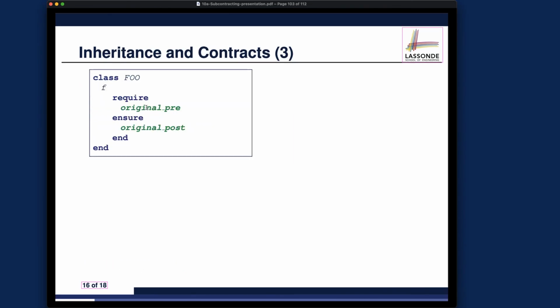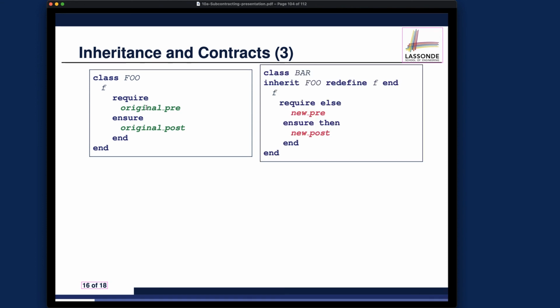Let me now make a conclusion about what we have covered in this lecture. In general, given any two classes connected by inheritance, in the parent class we have the original precondition and original postcondition, and in the child class we declare a new precondition and a new postcondition, using require else and ensure then. The else part indicates we're using disjunction at runtime, and the then part indicates we're doing conjunction for the postcondition at runtime.